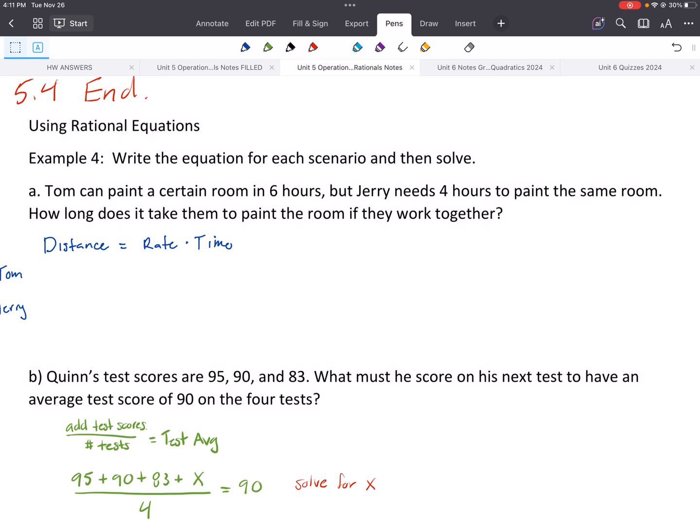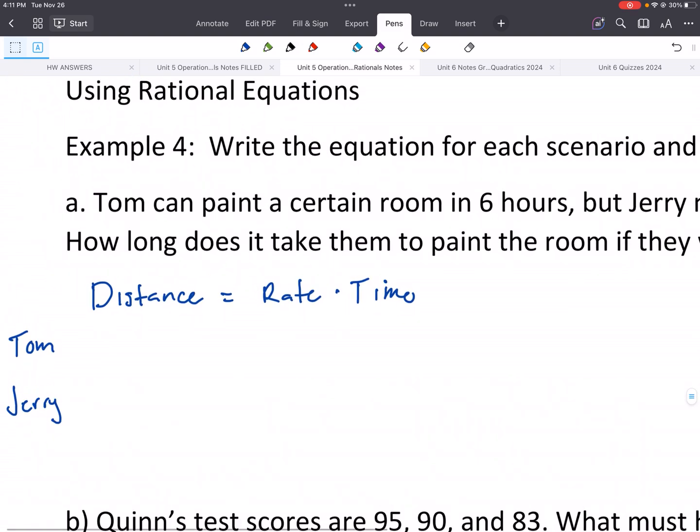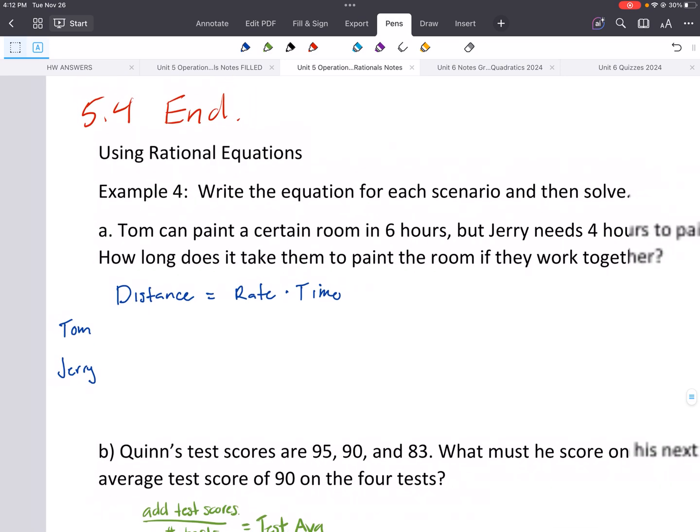Okay, so at least the majority of these problems have to do with this little equation, okay? Distance is equal to rate times time. So for these problems, you're going to be able to come up with two of the three things, and we're going to use that to come up with our final equation, okay? So let's just fill in what we do have.